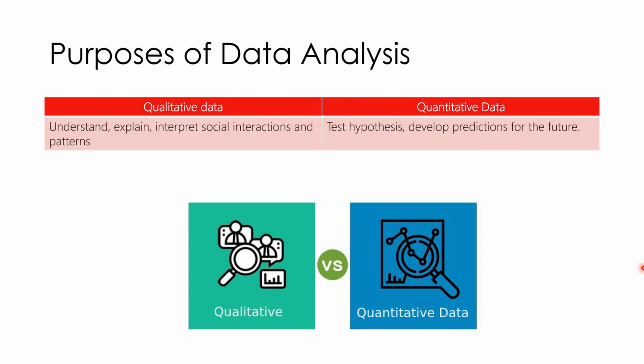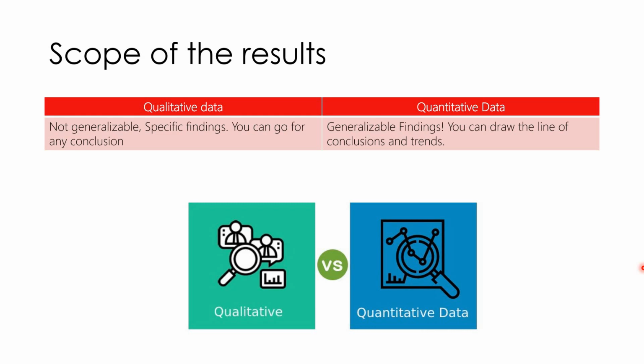Remember, qualitative data can be used to understand, explain and interpret social interactions and patterns. On the other side, quantitative data will help you in testing hypotheses and developing predictions for the future. But again, how much can you trust? How much can you go ahead with the results that you are getting with respect to qualitative and quantitative data?